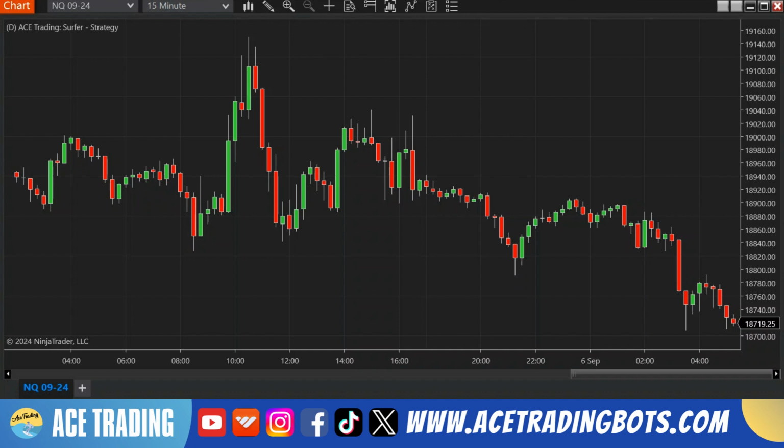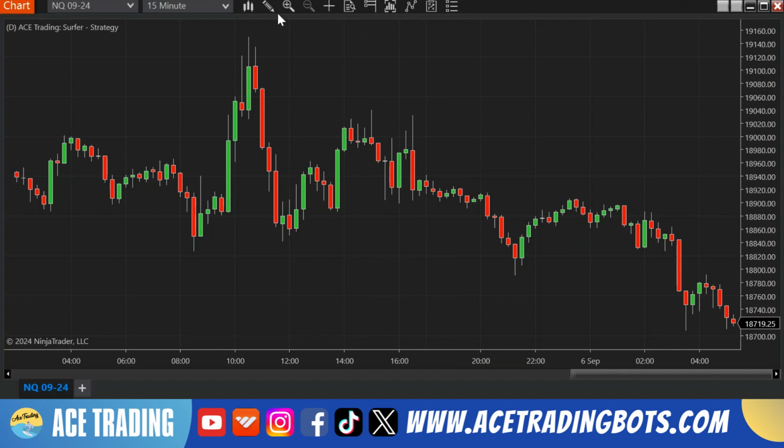Okay, so what Surfer does is that it finds previous pivot points and then trades the breakout of them. So you may call it a dynamic breakout strategy, but it also could be considered a trend breakout strategy because it is breaking out of the current consolidation zone and forming a bit of a trend.